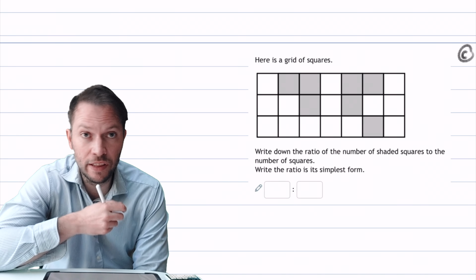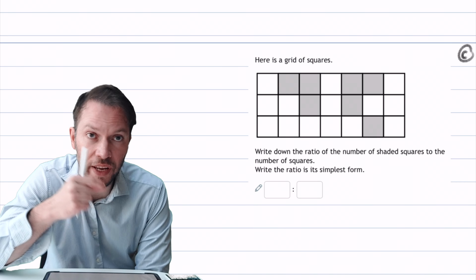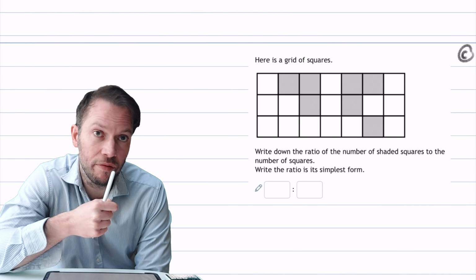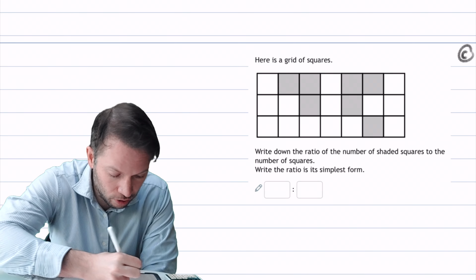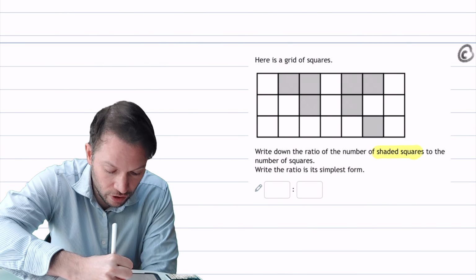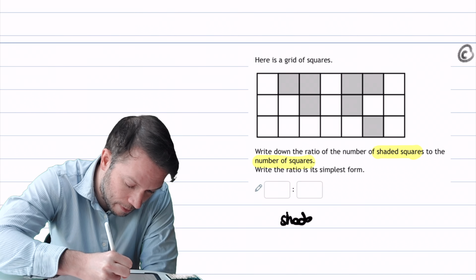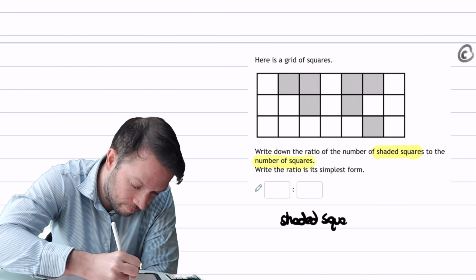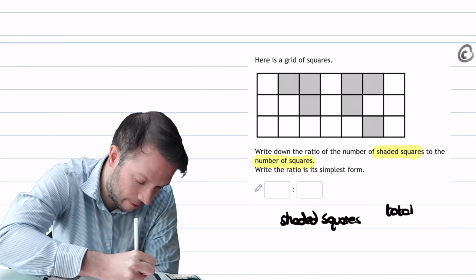So for example, if I said the ratio of red to blue counters was 2 to 3, that means for each 2 red counters I have 3 blue counters. It gives the relative size. Now it talks about the ratio of shaded squares to number of squares. So we've got to find the number of shaded squares and just number of squares in total, so total squares.